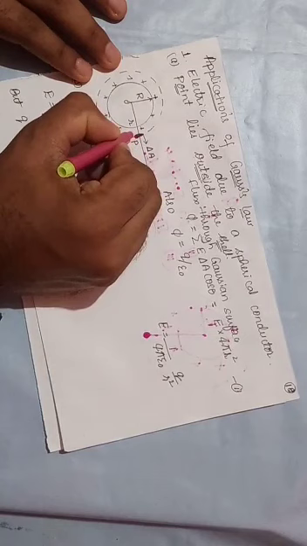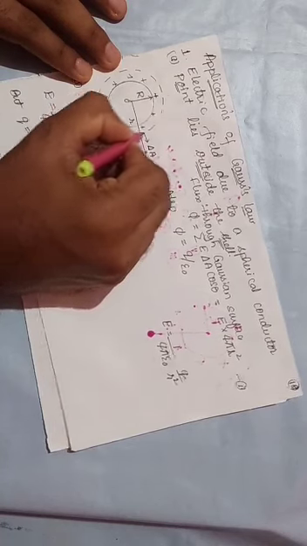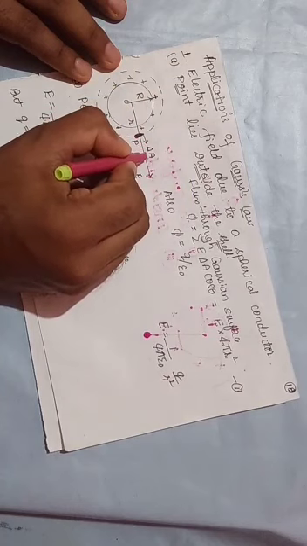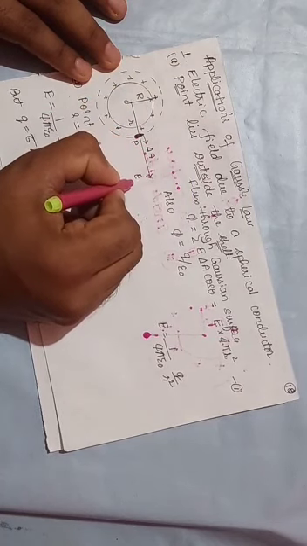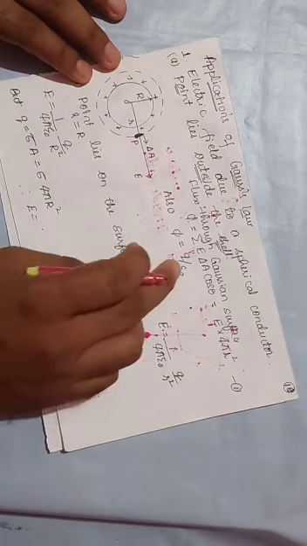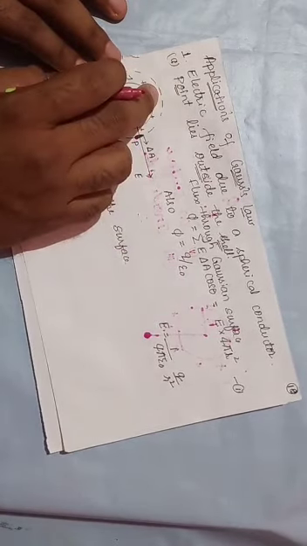Let us consider one small area element on this Gaussian surface, and the area vector, that is delta A, is along the direction of the electric field. Now we have to find the electric flux passing through this Gaussian surface.